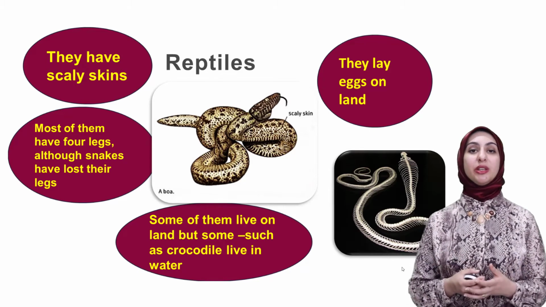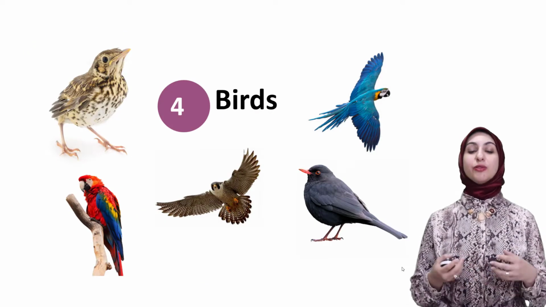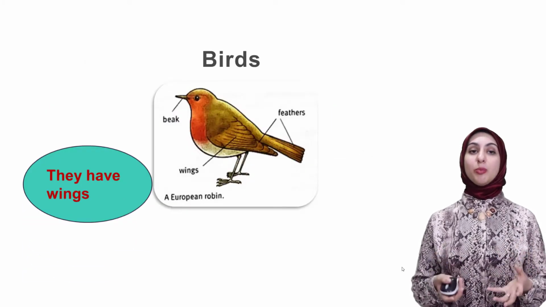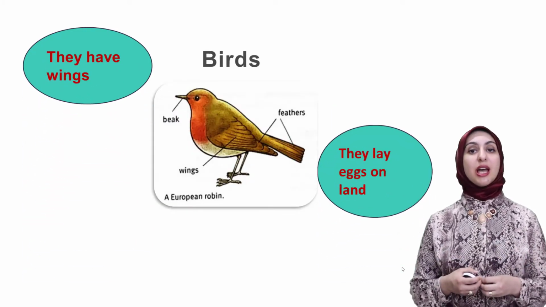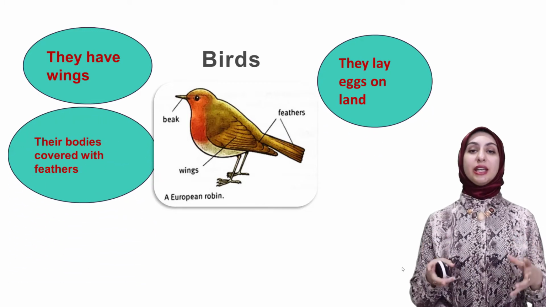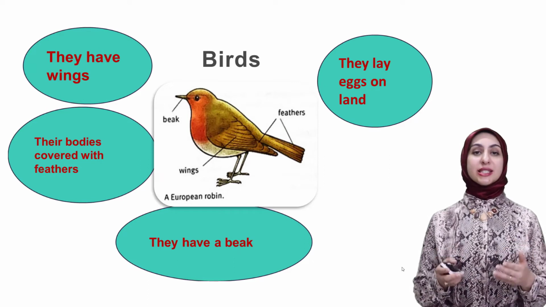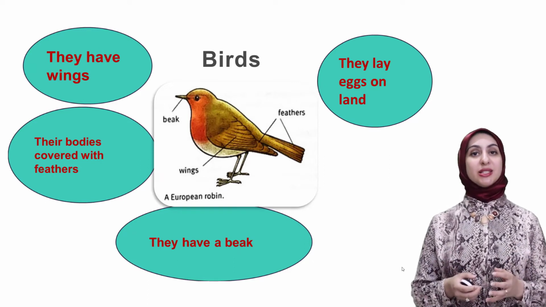The fourth group here is birds, which have wings. They lay eggs on land. Their bodies are covered with feathers. They have 2 legs and they have a beak. And this is a skeleton of a bird which has a backbone.